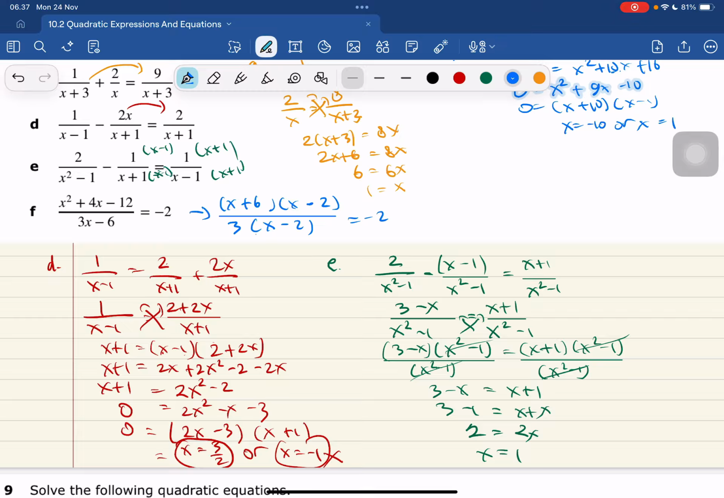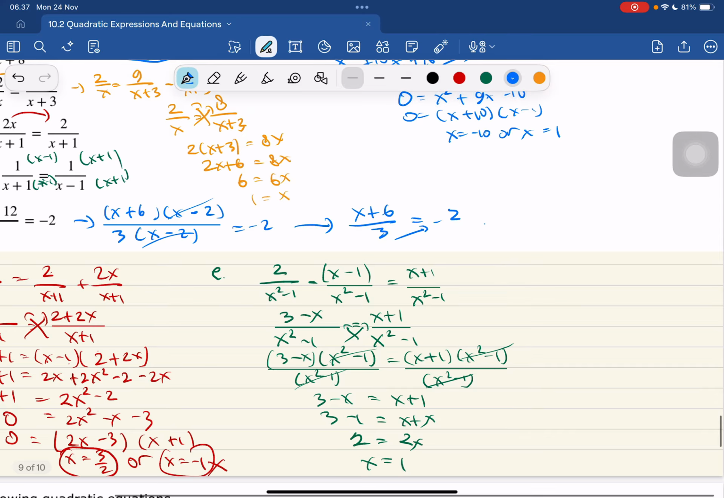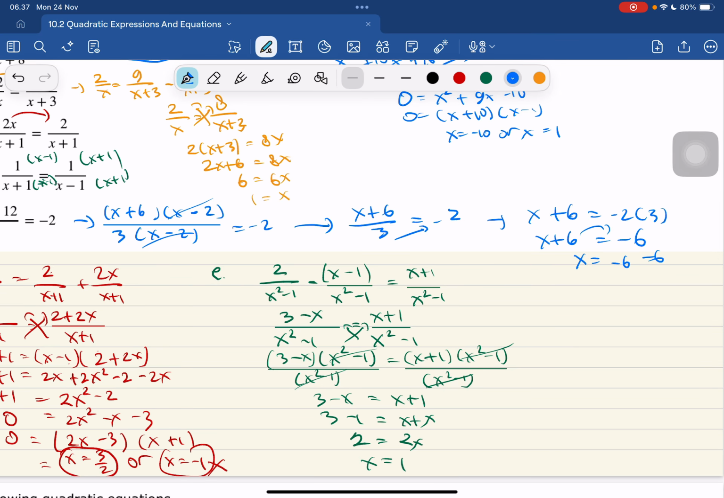Okay, we got the common factor, we can cancel it. So this will give us x plus 6 over 3 equals minus 2. 3 we can multiply to the right side. So x plus 6 equals minus 2 times 3. So x plus 6 equals minus 6. So x equals minus 6. Here we move it, so minus 6. So x equals minus 12.